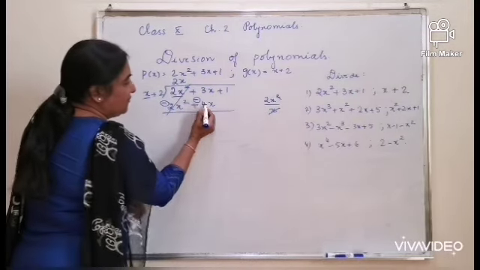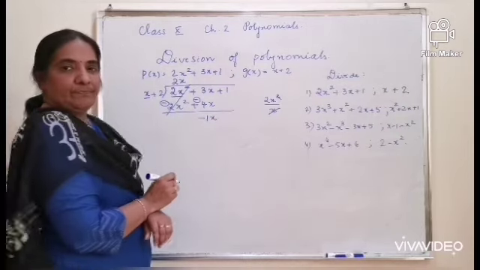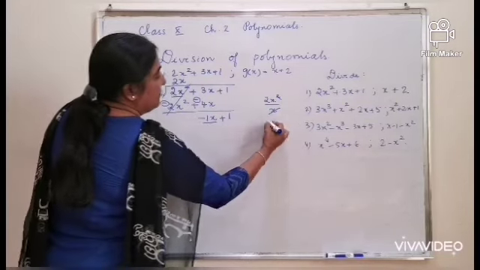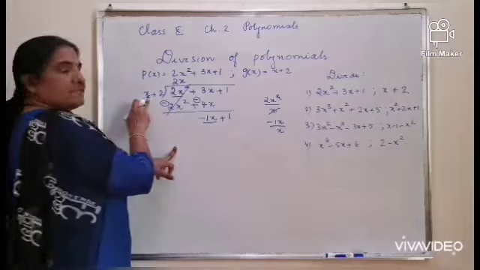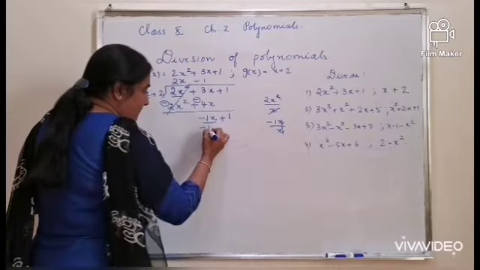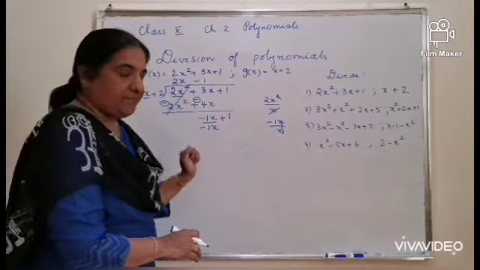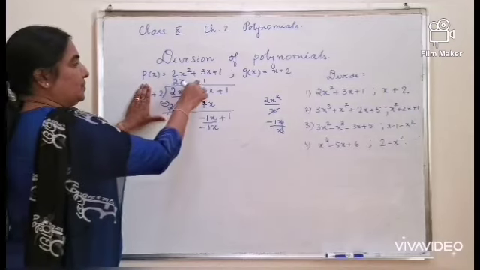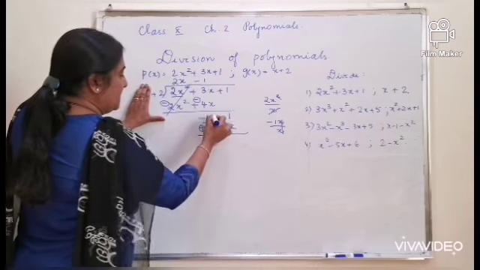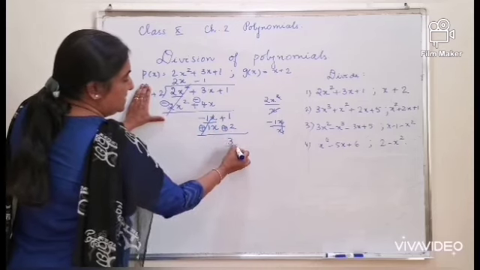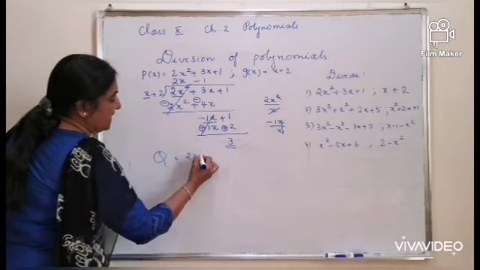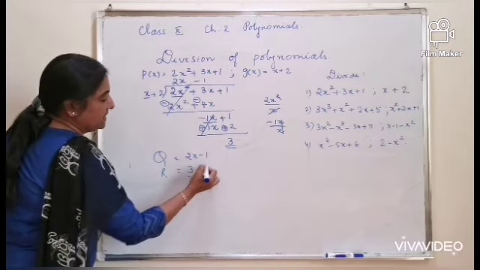Plus 3 minus 4 is minus 1x plus 1. The next step is minus 1x divided by x. This gets cancelled. It is minus 1 here. The first term you can write the same. For the second term, plus 2 into minus 1 is minus 2. Change the sign, change the sign. Plus 1 plus 2 is 3. Thus, the quotient is 2x minus 1 and the remainder is 3.